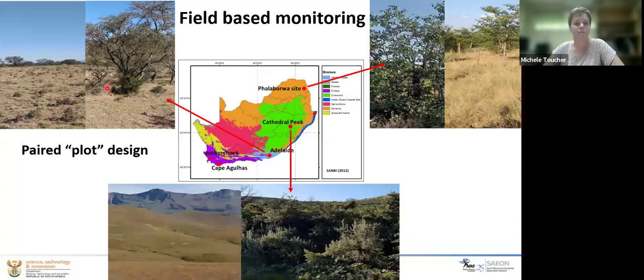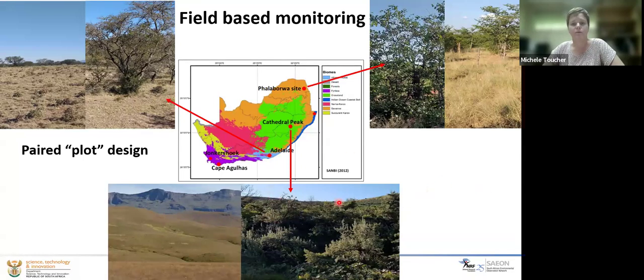In the Eastern Cape, it was the Albany thicket landscape, so you can see the trees, and then it was heavily encroached with acacia. And then at the Palabora site, we had a savanna system that was encroached by Mopane. So this was our paired design setup. This afternoon, I'm just going to look at the results from the Palabora site and the Cathedral Peak site.